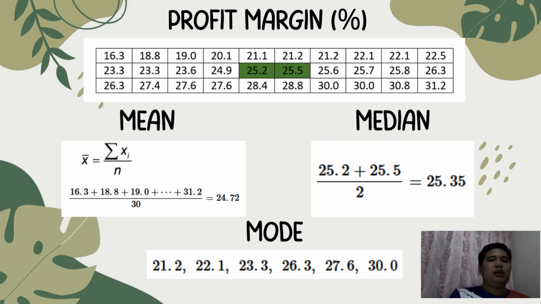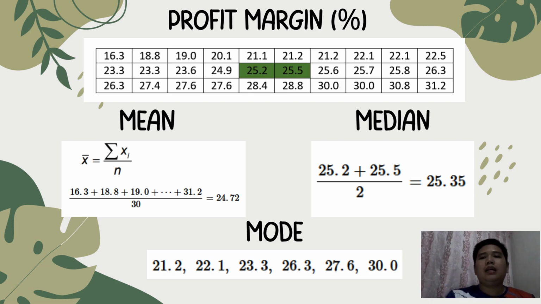The last one is to calculate the mean, median and mode for the profit margin. As I mentioned before, before we calculate these three, we have to rearrange the values from the smallest value until the largest value in the dataset. Once arranged, we can calculate the mean, by summing up all of the values in the dataset and dividing by 30, since there are 30 companies in the dataset, and the answer is 24.72.